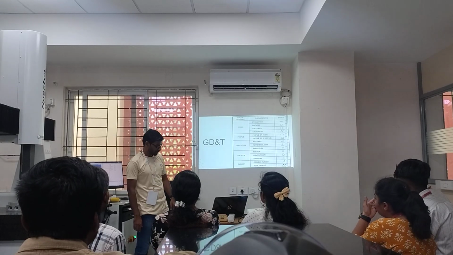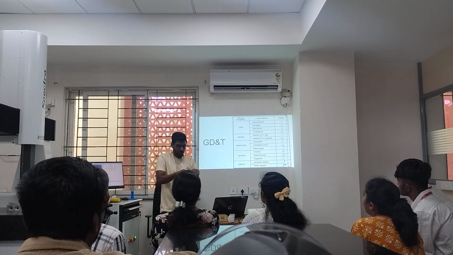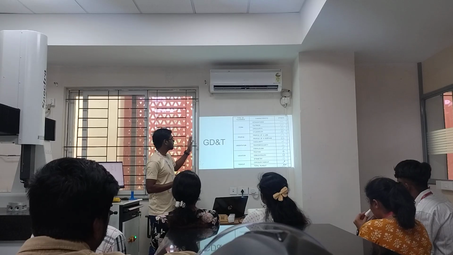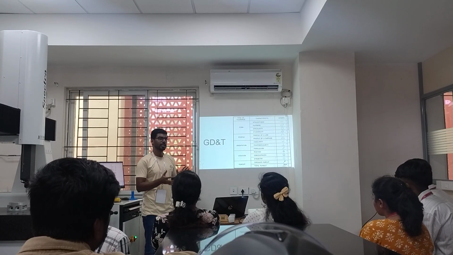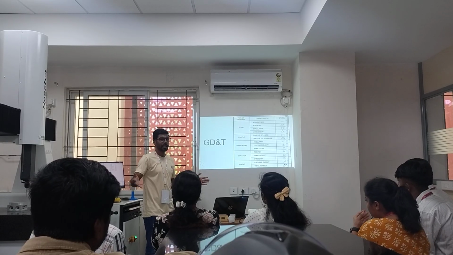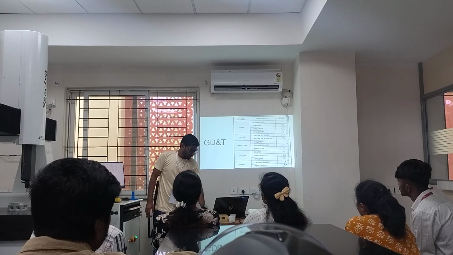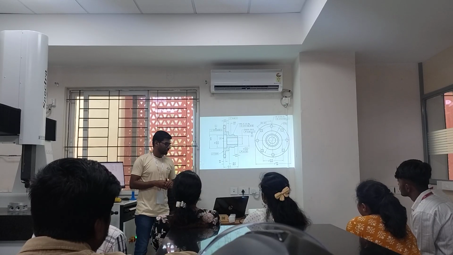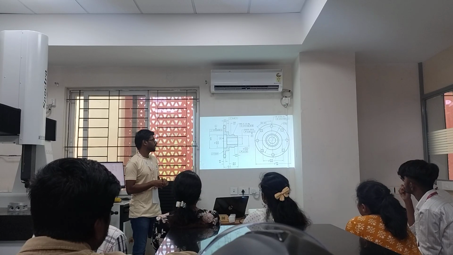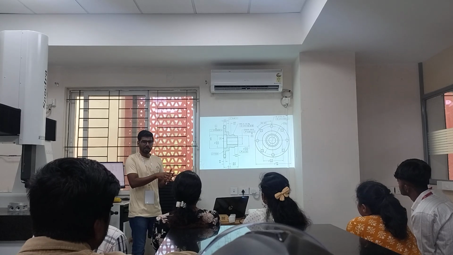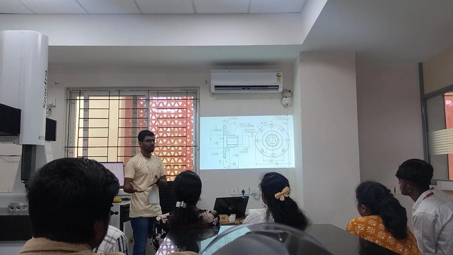Position means from one position to another position, how accurate it is. So all those things are covered under the topic of GD&T. GD&T itself is a kind of ocean. This is one of the examples where we are using GD&T. So whenever you want to measure any object, definitely you want to show it in the form of a picture.